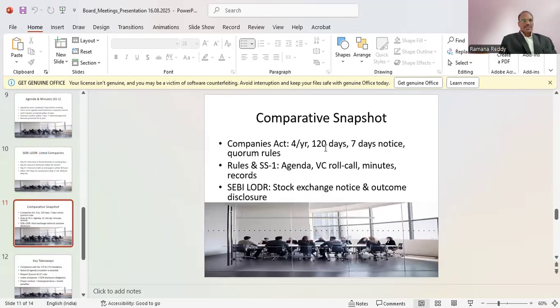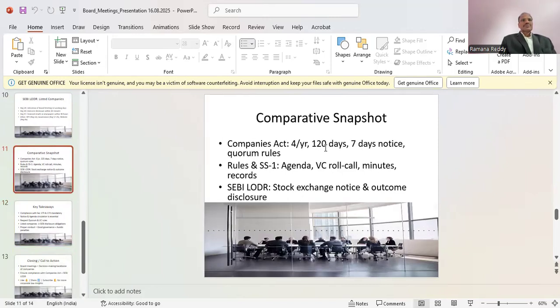We'll see a comparative snapshot: Companies Act requirements, Companies Act rules, Secretarial Standards, and LODR regulations. Under the Companies Act 2013, frequency is 4 board meetings per year with a 120-day gap between 2 board meetings. Under Secretarial Standards and rules, the same, with exceptions for one-person companies, small companies and startup companies. Notice period is 7 days, shorter notice allowed if urgent matter. Even in Secretarial Standards, agenda and notes to agenda have a 7-day notice period.